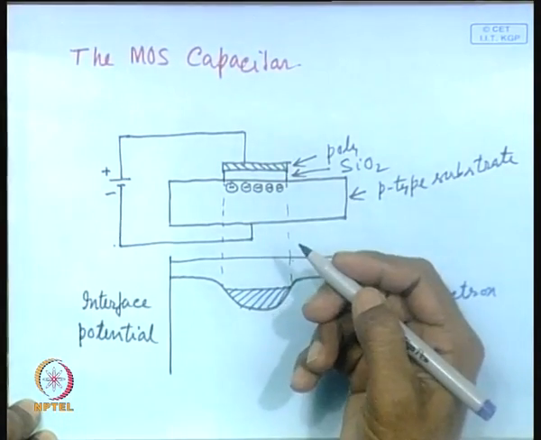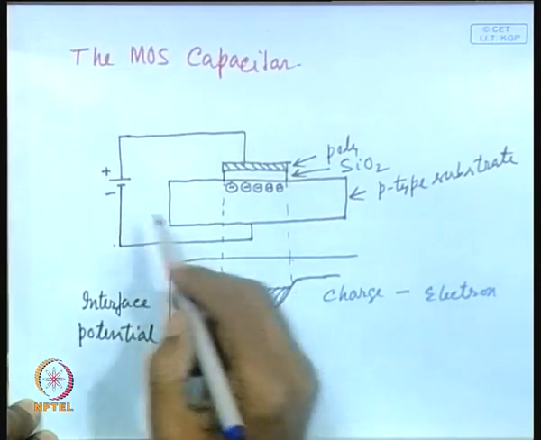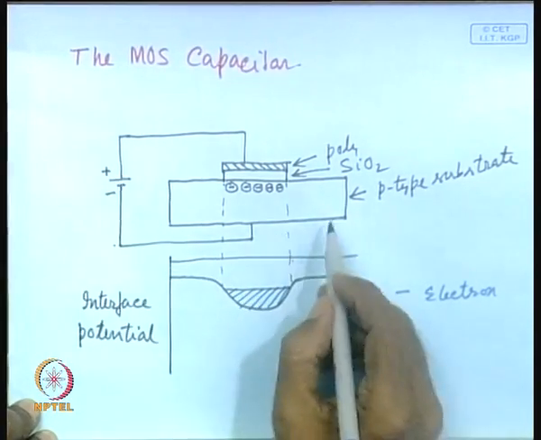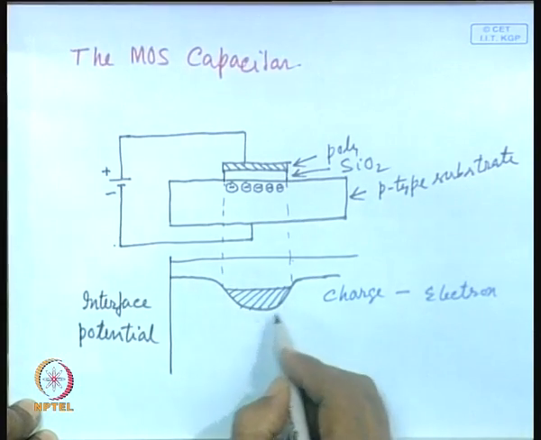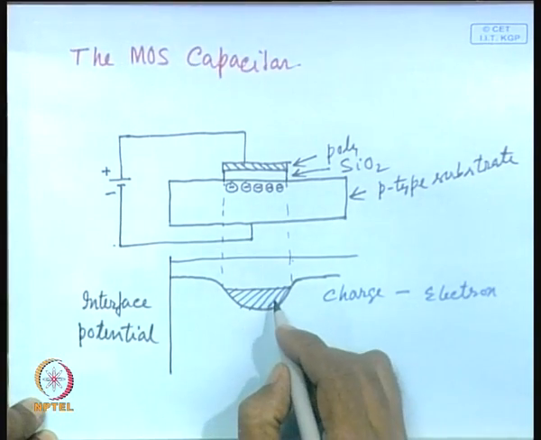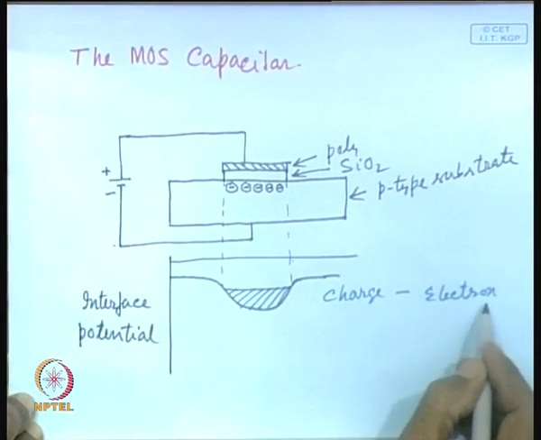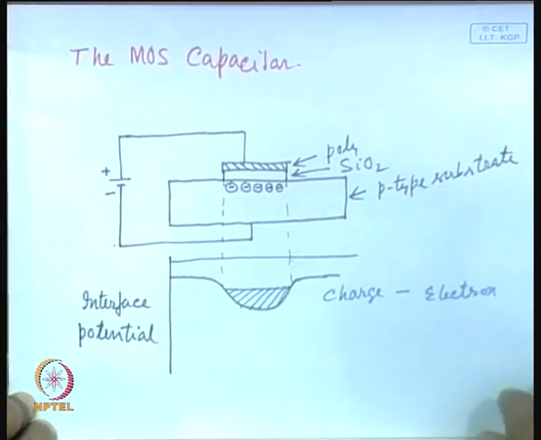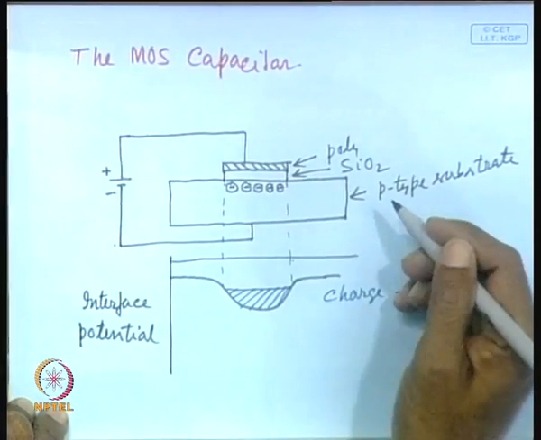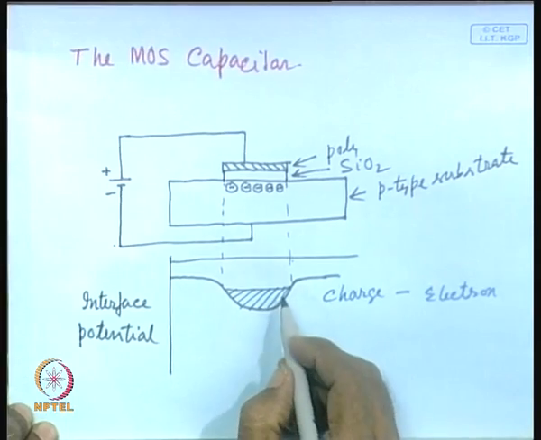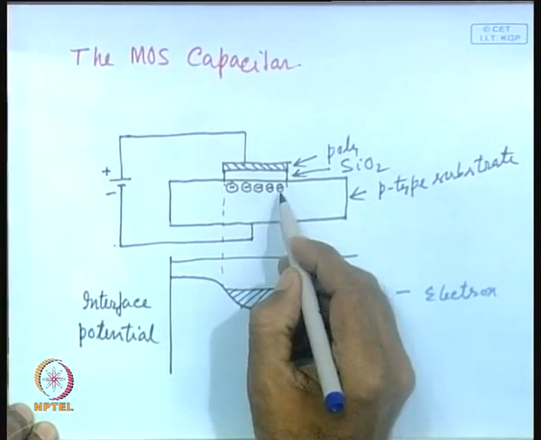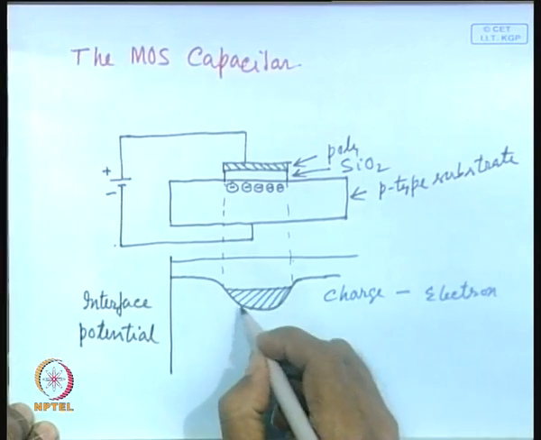You could have started with another type of capacitor, where you apply a negative voltage starting with an n type substrate. In that case, this charge would have been holes. That is why I am writing charge and then mentioning electron. In this particular case, it will be electron, because most of our discussion will be around the NMOS transistor, and of course, as and when necessary we shall discuss the PMOS transistor. So, this MOS capacitor will induce some charge in this area, and this charge will be present here.